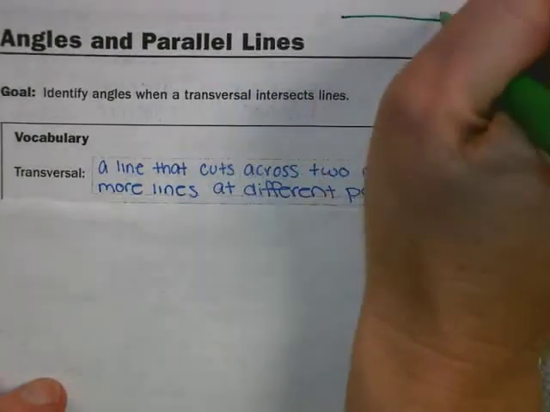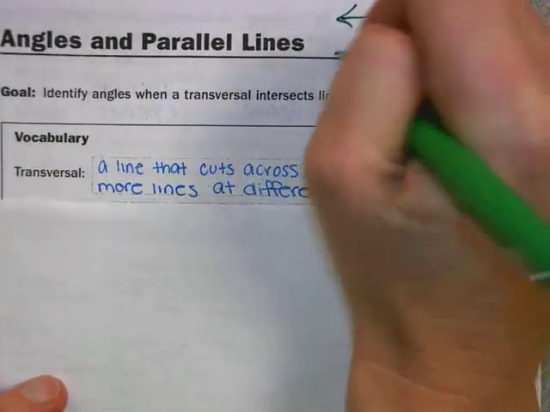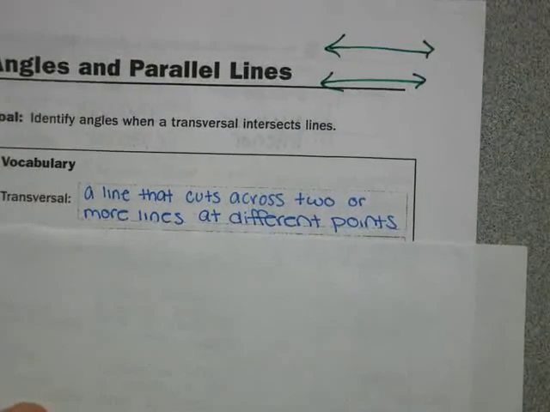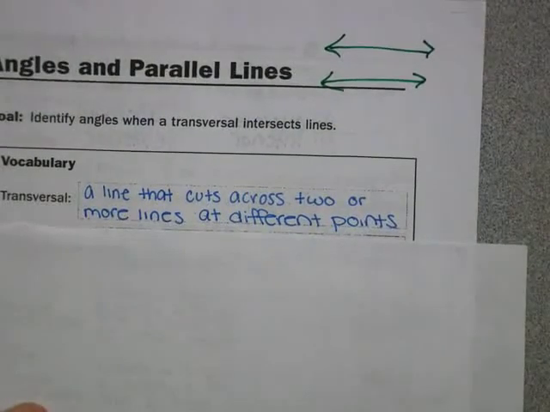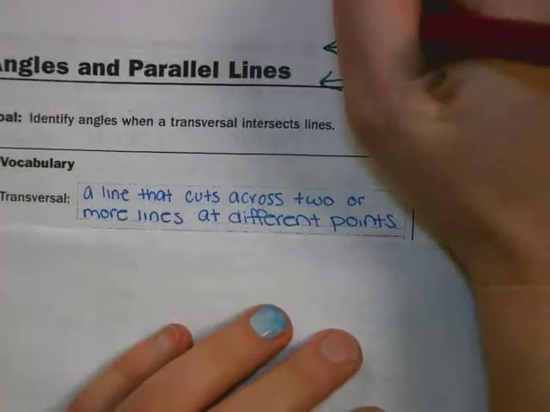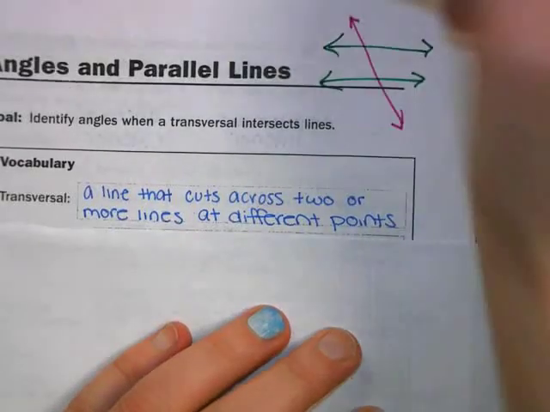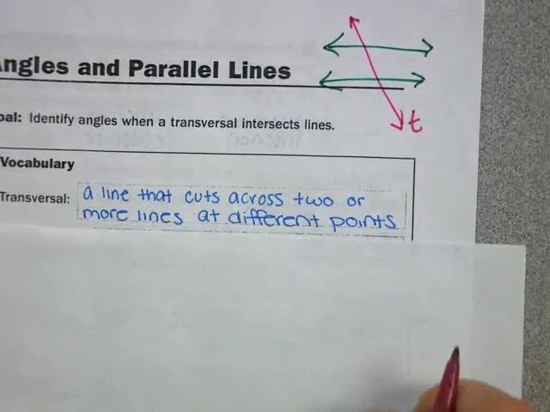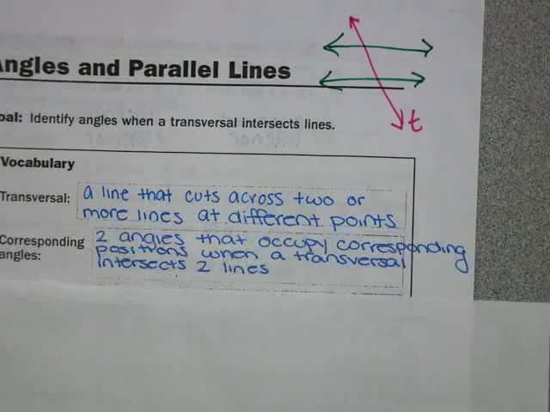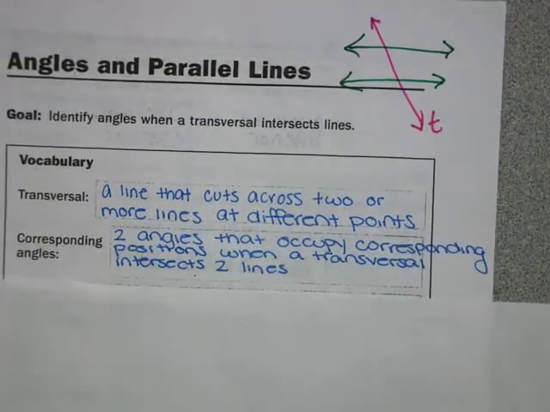To draw a picture of what I've just read, if I have two or more lines, so there's two lines right there, a transversal is a line that is going to cut across those two lines at different points. So my transversal would be my pink line there, which is T, and you may want to get some colors for these notes here, because we have lots of different things we're going to be pointing out, and I'll be using different colors.